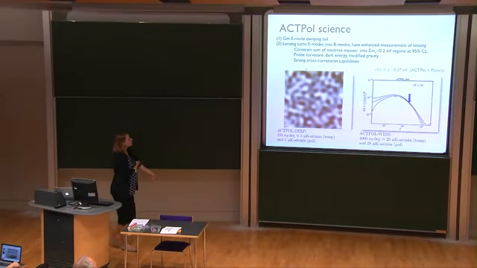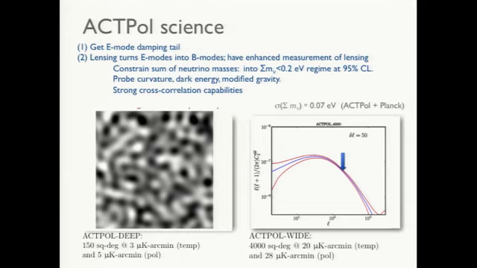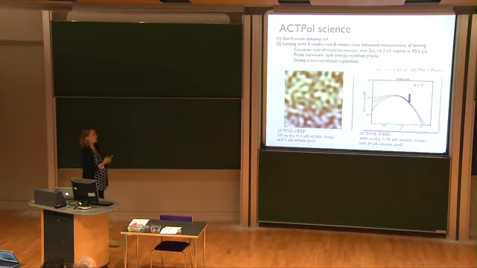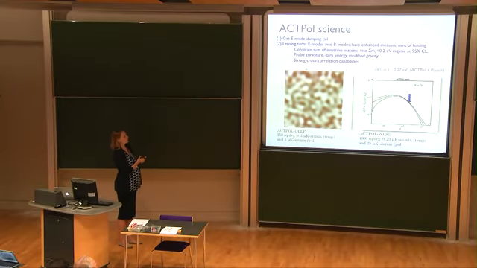The science we're after, again, is two things. The first is to get the E-mode damping tail. And the science we want to do with that, the kind of things I've been talking about already, is probing the recombination physics. But then the second thing is the lensing. By the fact that the E-modes are lensed into B-modes, by measuring the polarization, we have a much better measurement of the lensing signal.